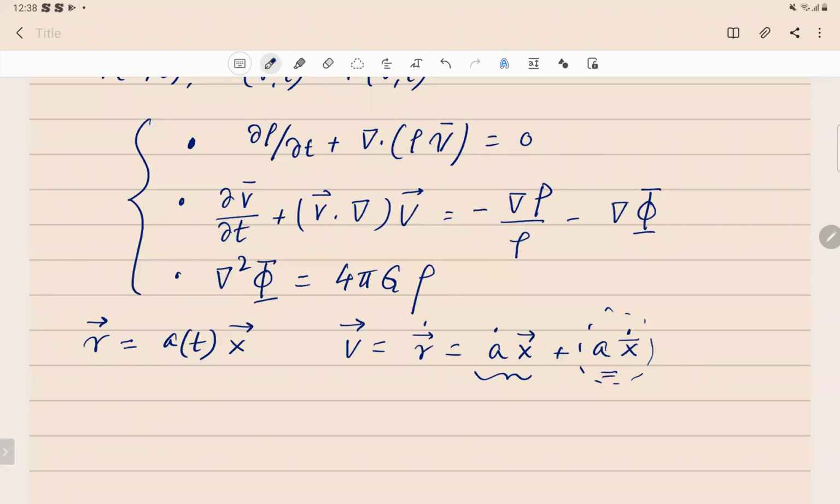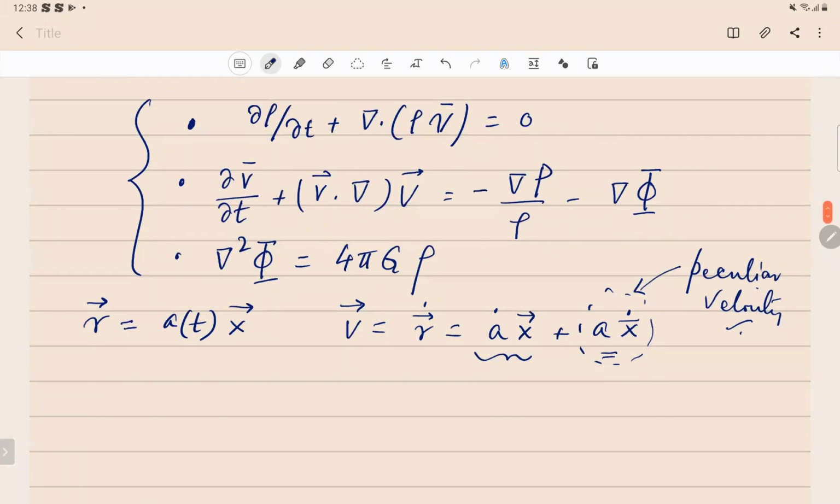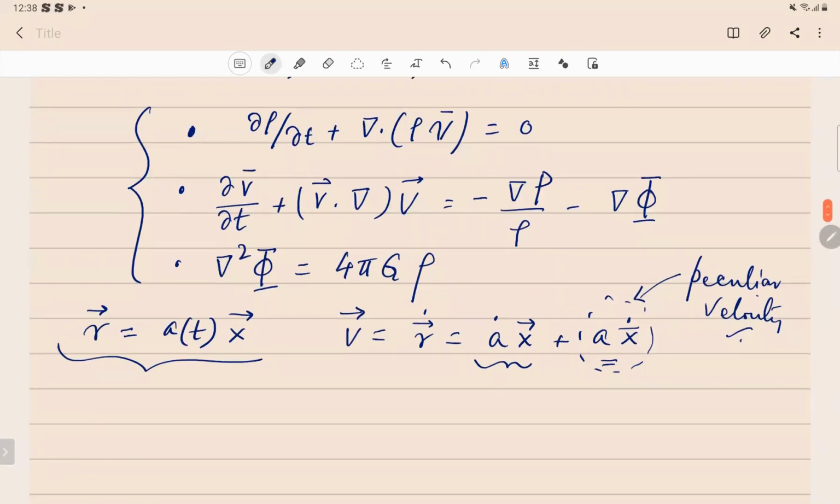It says that there can be a piece, which is this x dot. So this is a non-Hubble flow, non-Hubble velocity, and this is what is called the peculiar velocity. So it's a deviation from the background Hubble expansion. Okay, great. So that's our change of variables. We want to write everything in terms of this co-moving coordinate x. So these gradient operators, which are in the standard equation, are written in terms of the physical coordinates. This you have to write in terms of the co-moving coordinates.